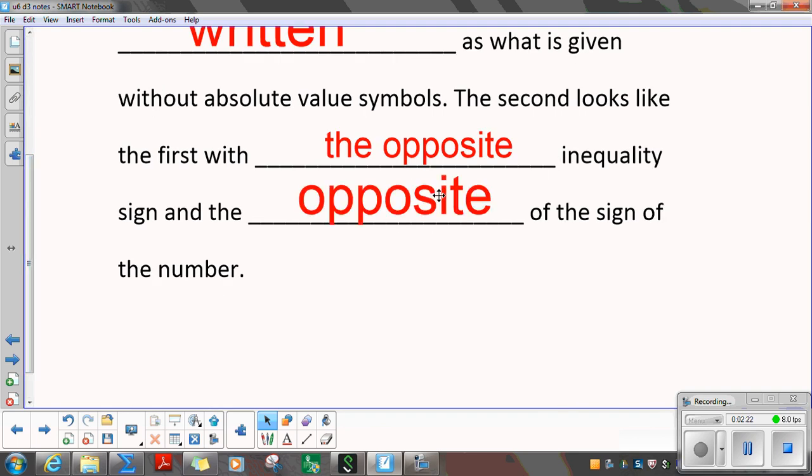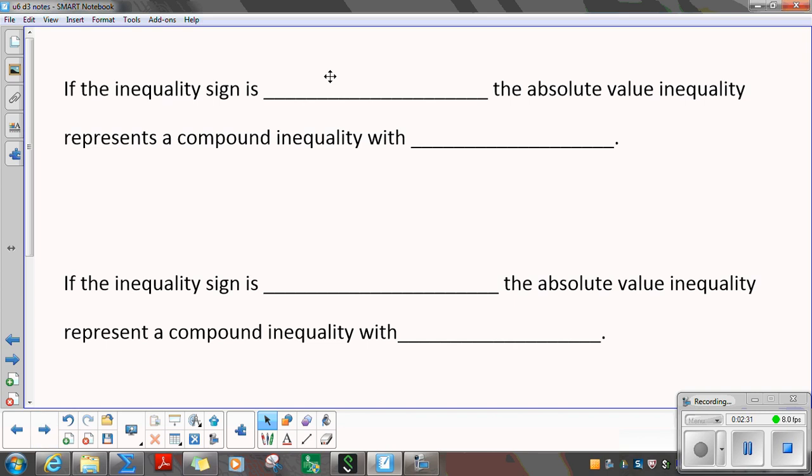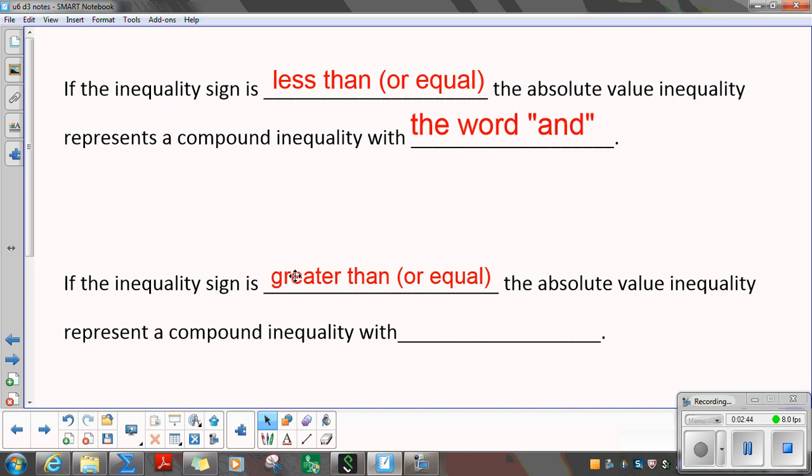and the opposite sign of the number. Okay? So just make sure you have those filled in. If the inequality sign is less than or equal to, the absolute value inequality represents a compound inequality with the word and. Okay? If the inequality sign is greater than or equal to or just greater than, the absolute value inequality represents a compound inequality with the word or.